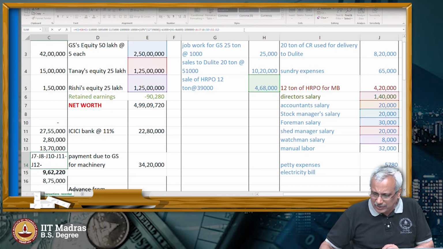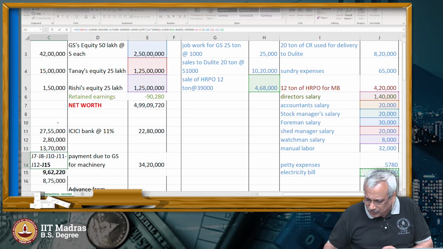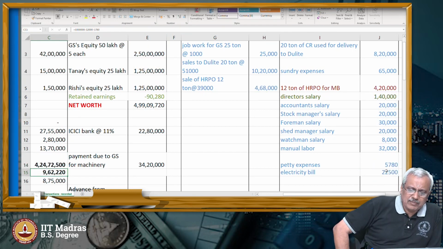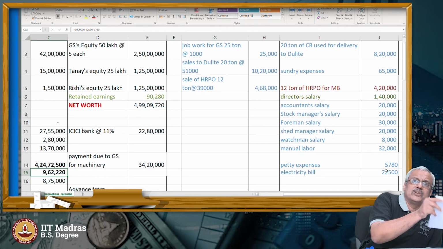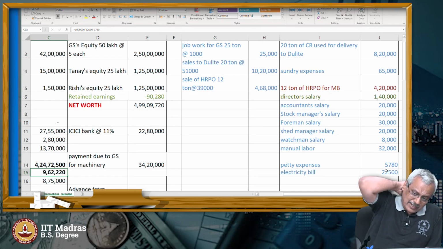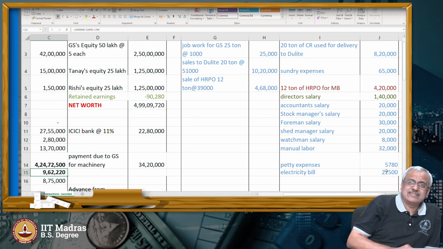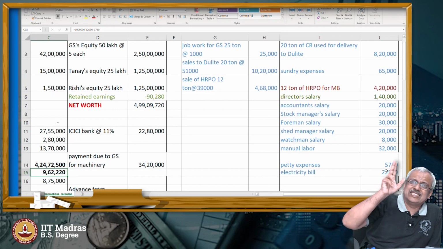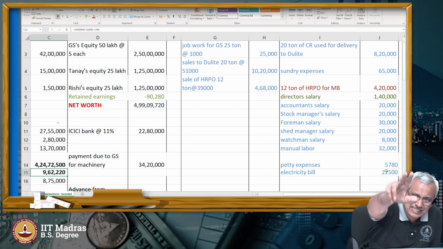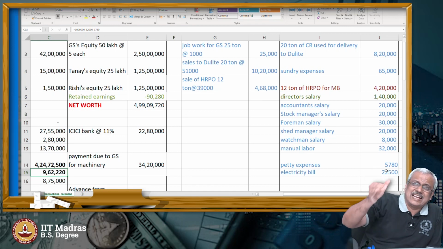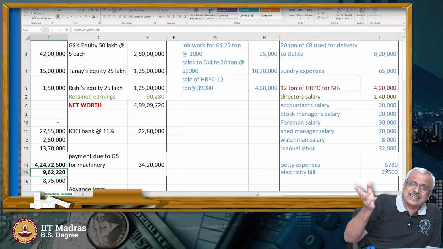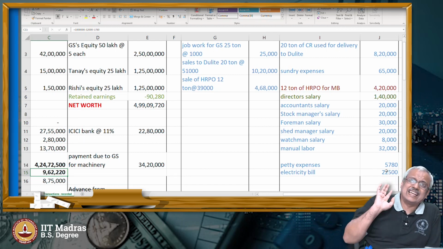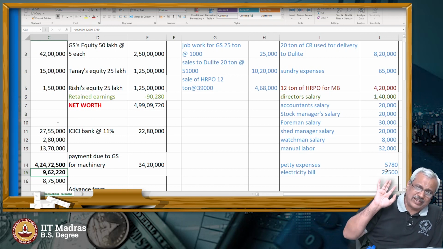When you pay through check, what happens? My bank balance goes down, and that is what you see here in this case as of April 30th. The presumption is the electricity bill is paid for the consumption of electricity only for your business. It is not for your personal electricity consumption. For your business electricity consumption you are paying the electricity fee, and that is 22,500.